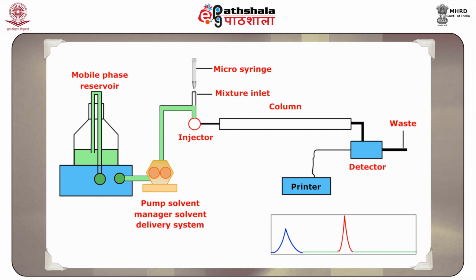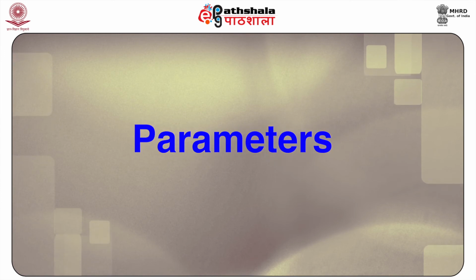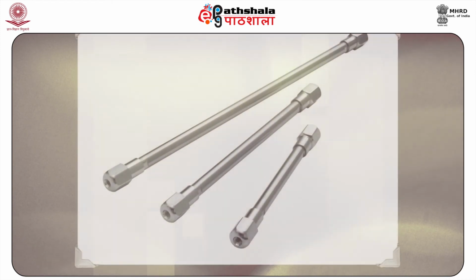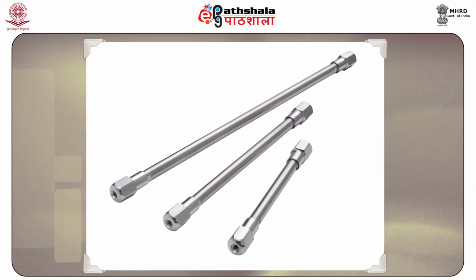The time taken by an analyte to come out of the column is called its retention time, which is an identifying feature of that particular analyte. Now moving on to the parameters. First is internal diameter. The internal diameter of the column is a significant parameter of HPLC that not only affects the separation but also the sensitivity of the instrument. Indirectly, it controls the amount of analyte that can be packed in the column.